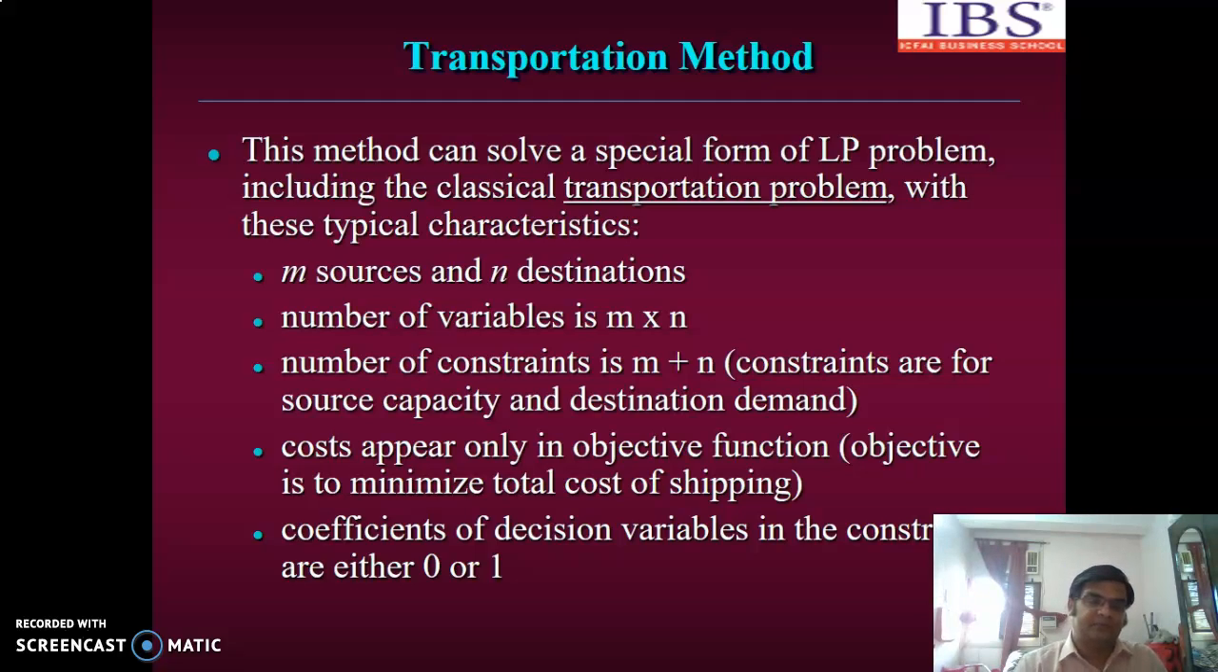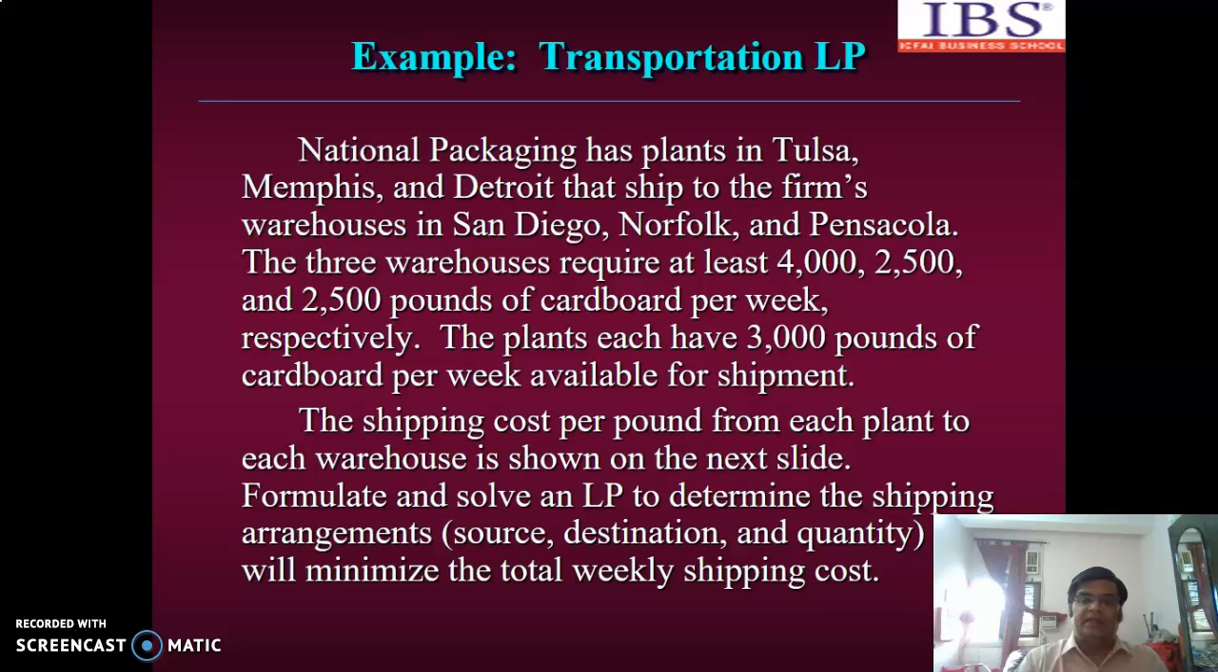The number of constraints is, in this case, m plus n. So the constraints are for source capacity and destination. Cost appears only in the objective function. The objective function is to minimize the total cost of shipping. Now see, transportation is a linear programming problem where we minimize the total cost. If you see in the last problem, we maximized the profit, but in transportation we minimize the total cost.